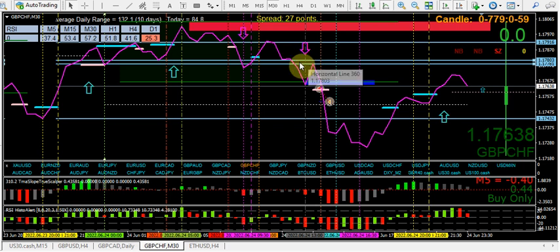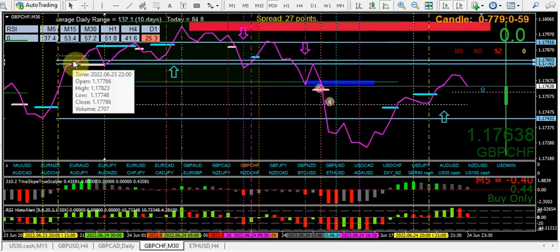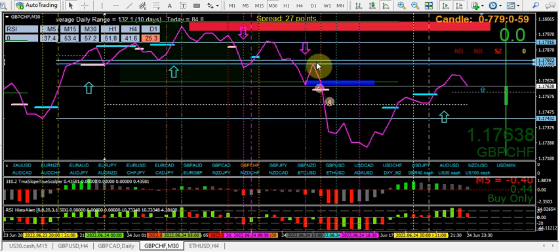Support acts as resistance. Demand becomes supply. MSS, whatever that is, market structure switch or something. FVG, fair value gaps. You got wicks all over the place. Well, that's a gap. There's no wicks visible there. If you've got the wicks in, it just creates a problem. That is clear air.